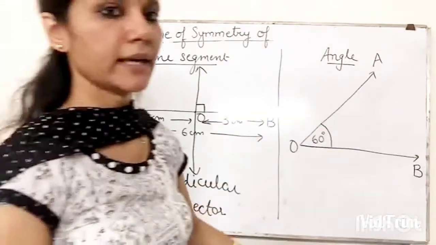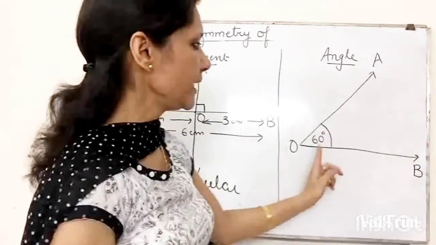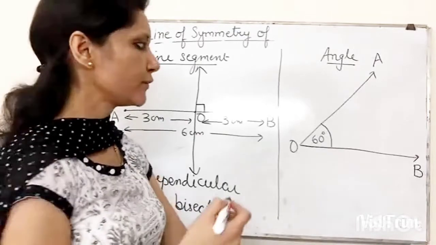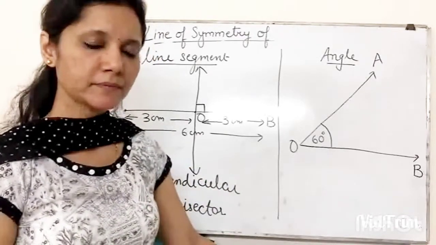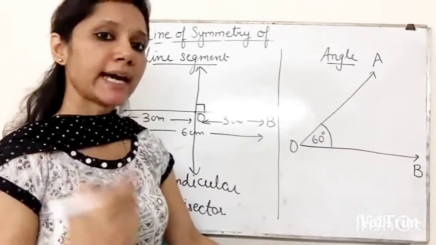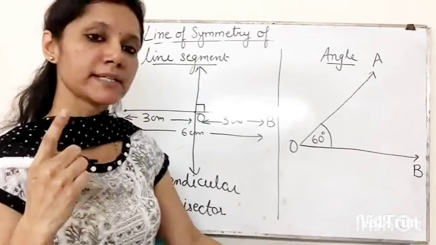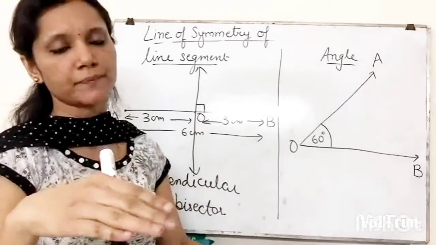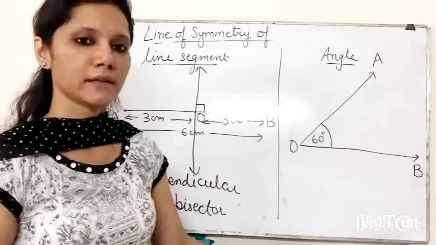Now come to an angle. I have an angle AOB equal to 60 degree. Now what would be the line of symmetry of this angle? As I told you beta, the line of symmetry is not necessarily always vertical or horizontal. It can be slanting also, diagonal also.